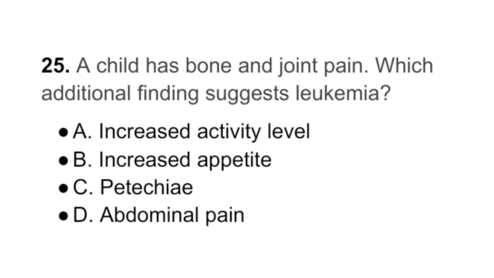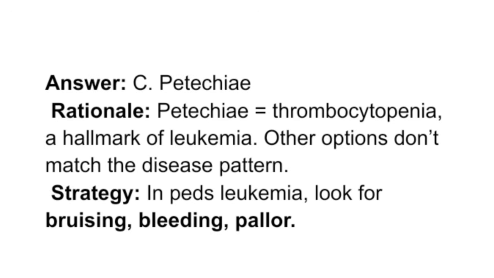25. A child has bone and joint pain. Which additional finding suggests leukemia? A. Increased activity level. B. Increased appetite. C. Petechiae. D. Abdominal pain. Answer: C. Petechiae. Rationale: petechiae equals thrombocytopenia, a hallmark of leukemia. Other options don't match the disease pattern. Strategy: in PEDS leukemia, look for bruising, bleeding, pallor.